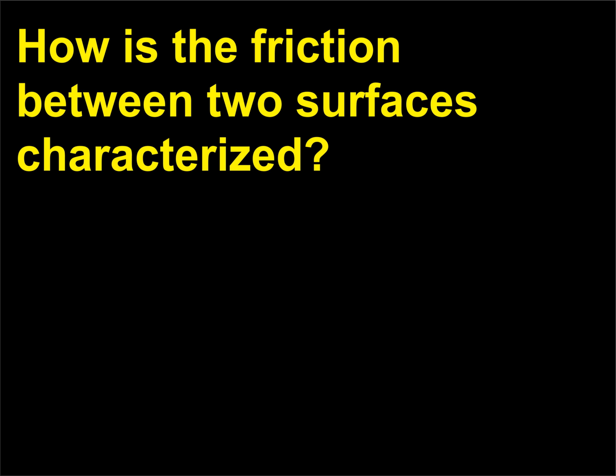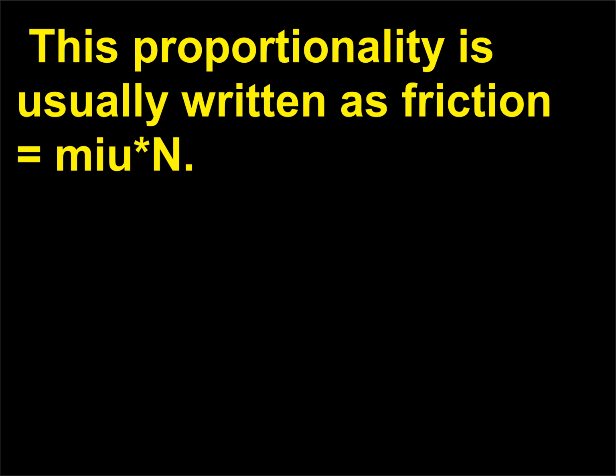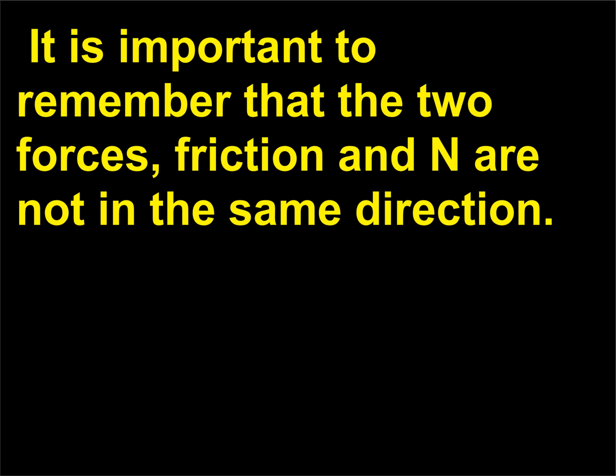How is the friction between two surfaces characterized? In most cases, the frictional force is proportional to the force pushing the surfaces together, N. This proportionality is usually written as friction equals μN. The Greek letter mu, μ, is called the coefficient of friction. It is important to remember that the two forces, friction and N, are not in the same direction.